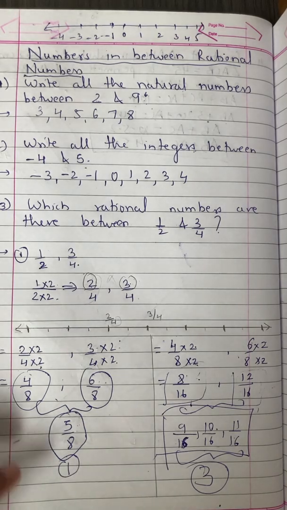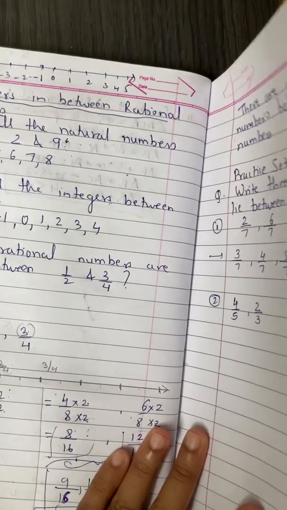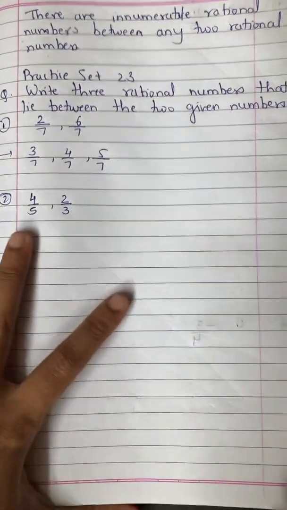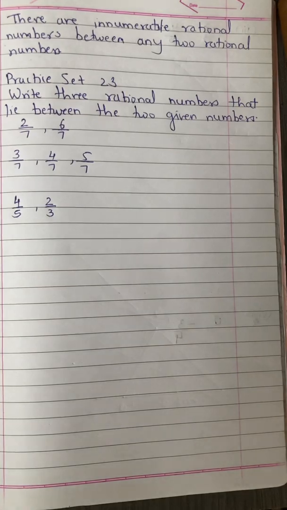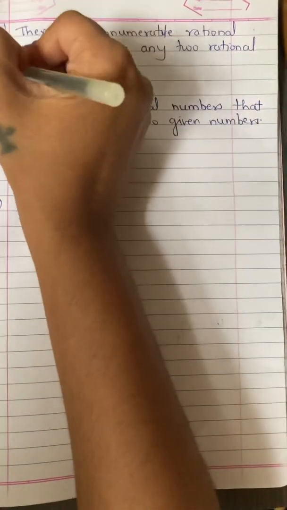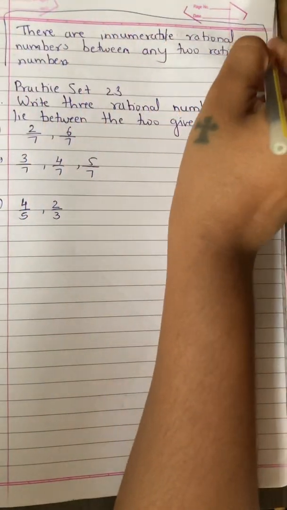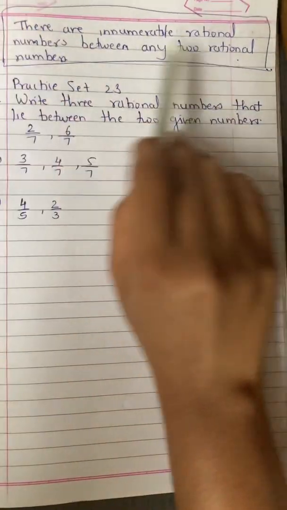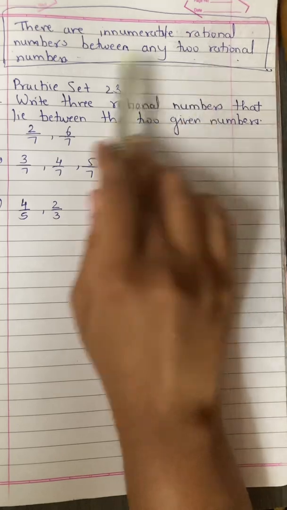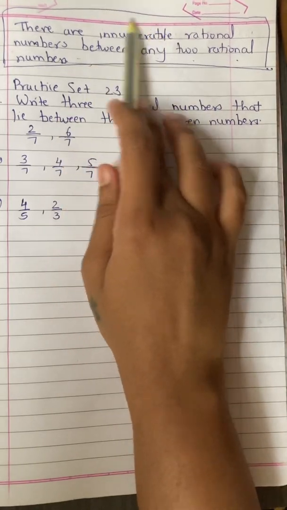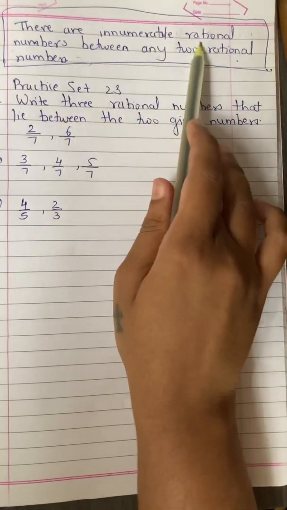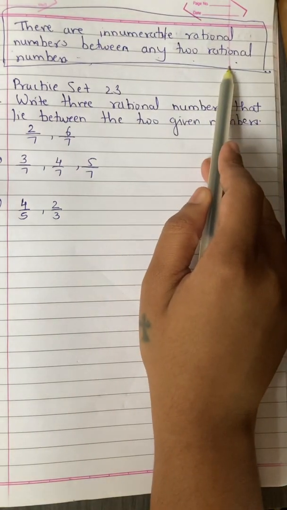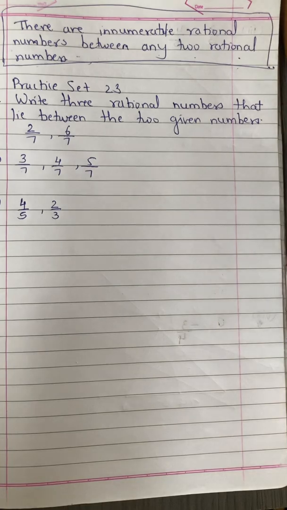Alright? Now moving forward, in the practice set, here it is given: there are innumerable rational numbers between any 2 rational numbers. Always, you can get innumerable rational numbers between any 2 rational numbers. But the trick I have told you is that you have to keep multiplying.